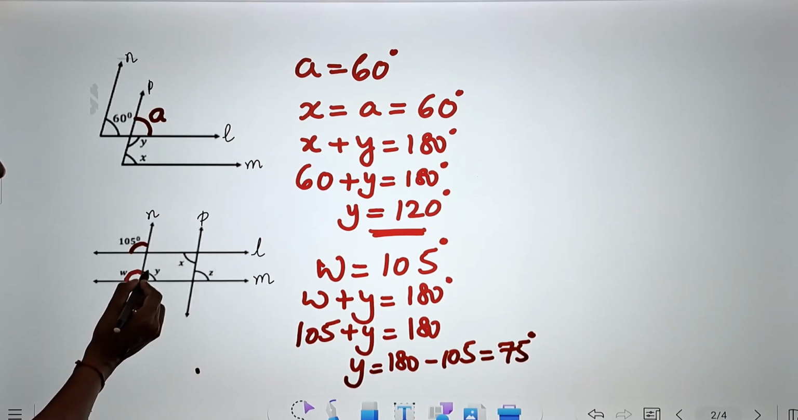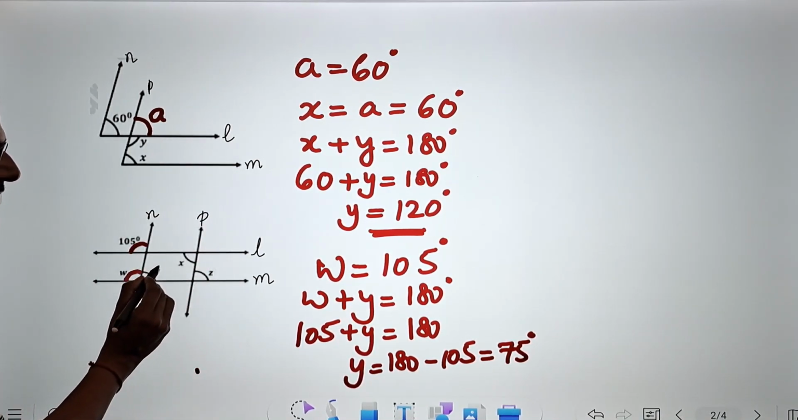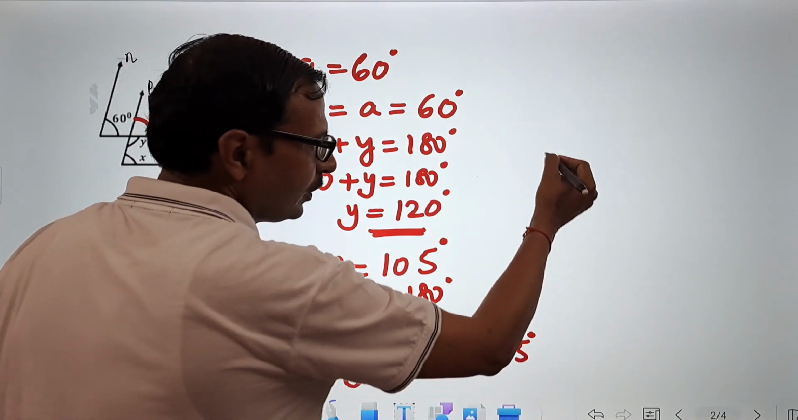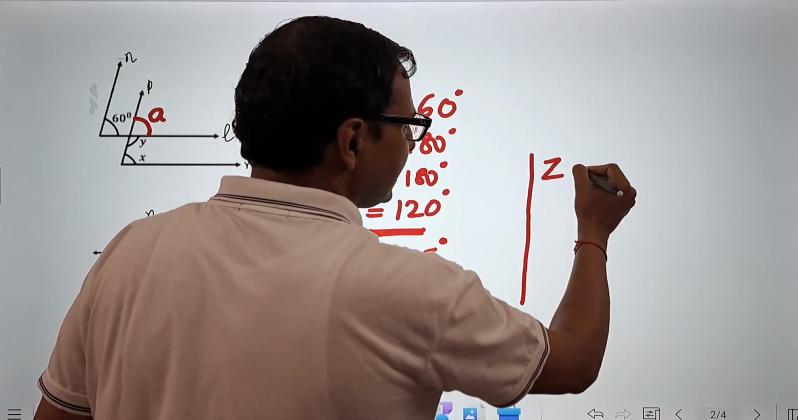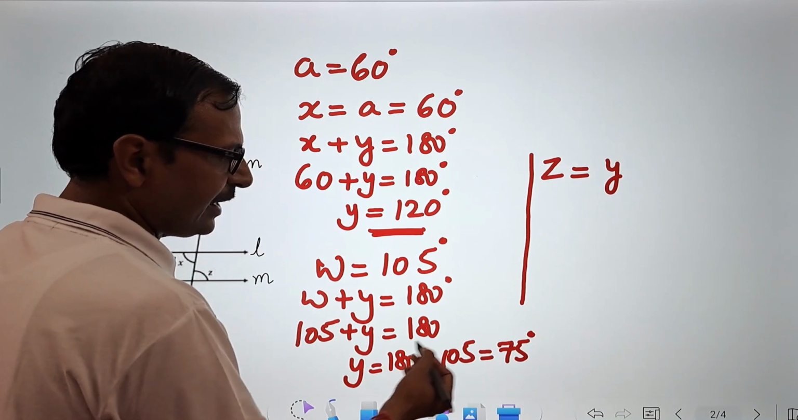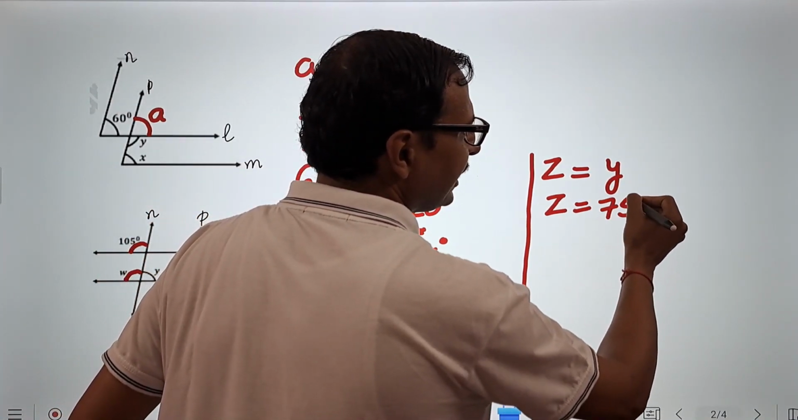Now what about Y and Z? If you see these two parallel lines and this is the transversal, Y and Z are equal because they are corresponding angles. So the value of Z is equal to the value of Y, and therefore since Y was 75 degree, Z is also 75 degree.